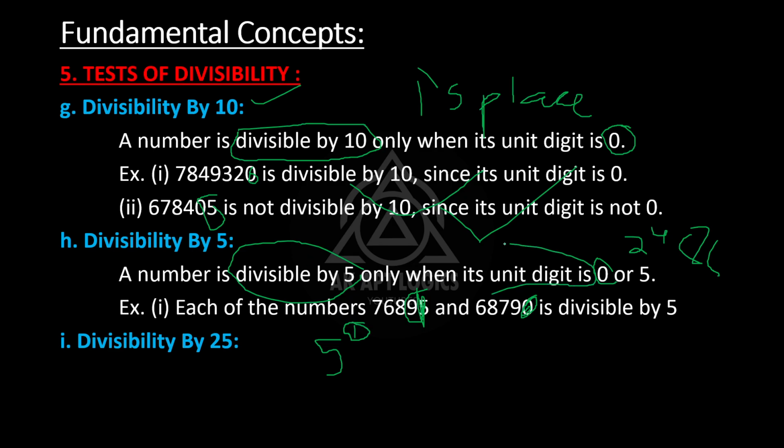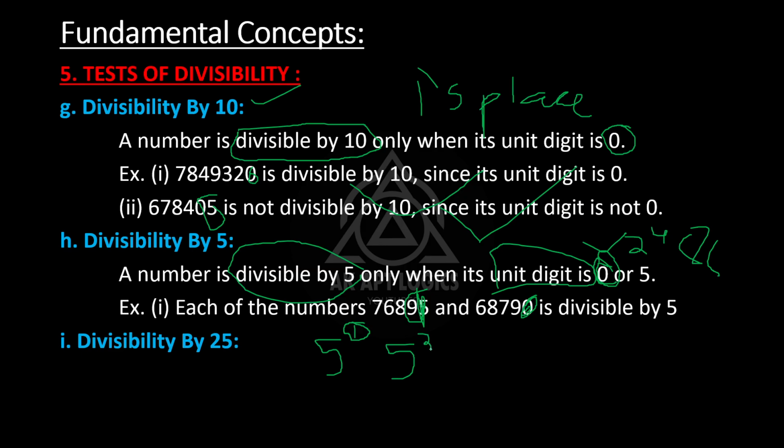That is, we check whether the unit place digit is divisible by 5 or not. Or if the unit digit is 0, then we can simply say that the given number is divisible by 5. Similarly, 25 can be written as 5 square, right?